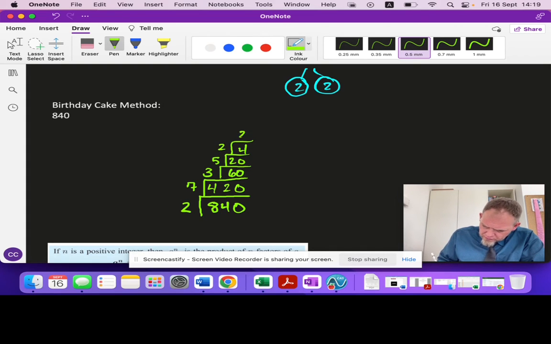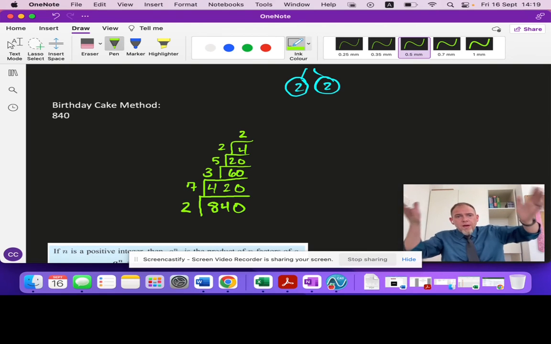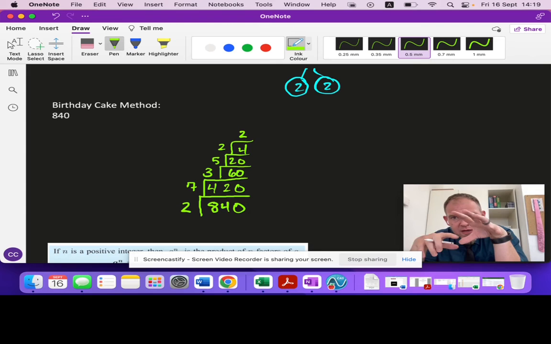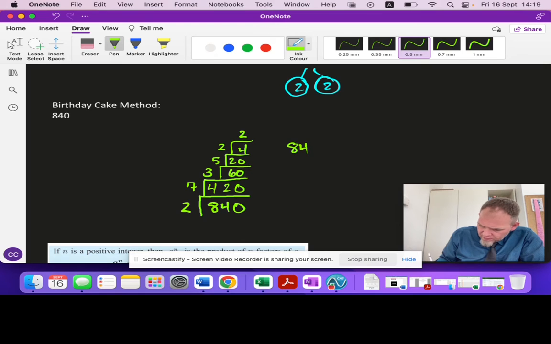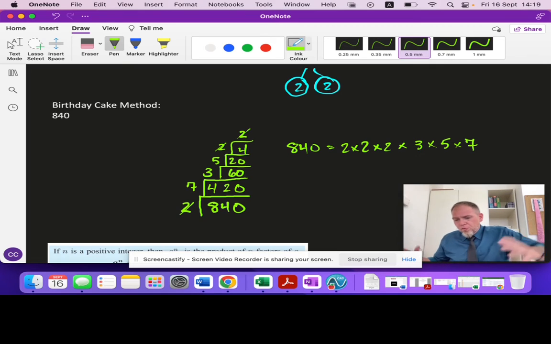And then 2 and 2. Now, what I've done with this is I've kind of made a stair step, or like the tiers of a wedding cake or a birthday cake, and the ones on the outside are my prime factors. So I can say that 840 is, I'm just going to write them as 2 times 2. There's one more 2 here. Times 2 times 3 times 5 times 7. So the prime factorization of 840 is 2 times 2 times 2 times 3 times 5 times 7.